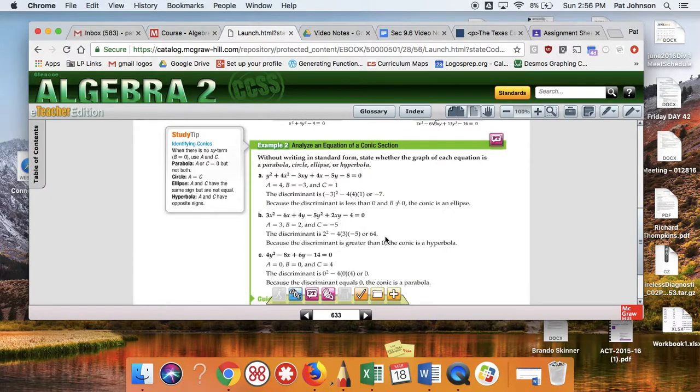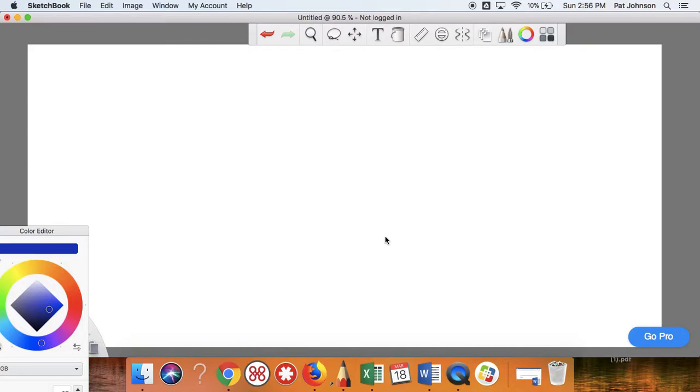It says, without writing the equation in standard form, state whether the graph of each equation is a parabola, a circle, an ellipse, or a hyperbola. So let's go directly to our example 2. For A, first of all, I'm going to rewrite this in the general form: 4x squared minus 3xy plus y squared plus 4x minus 5y minus 8 equals 0.